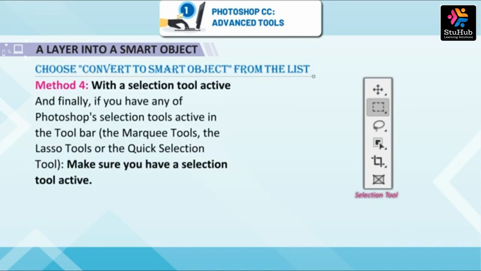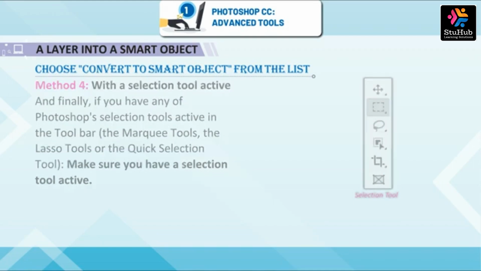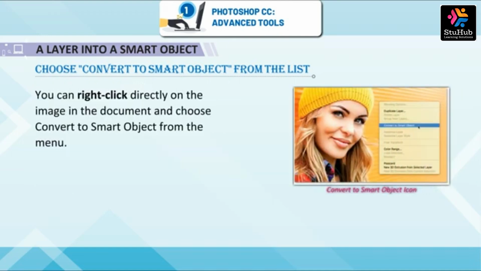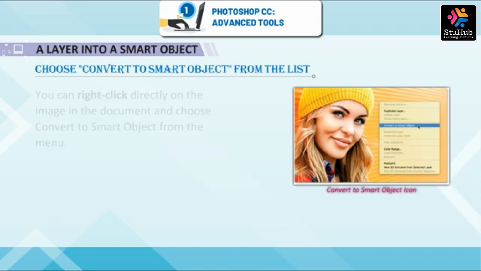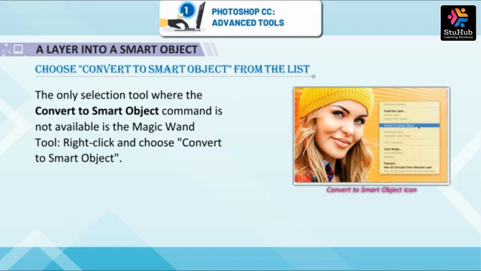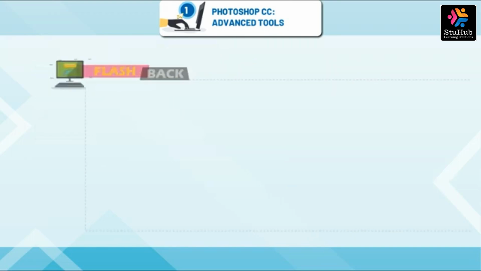Method 4. With the selection tool active. Finally, if you have any of Photoshop's selection tools active in the toolbar, the marquee tools, the lasso tools or the quick selection tool, you can right-click directly on the image in the document and choose Convert to Smart Object from the menu. The only selection tool where the Convert to Smart Object command is not available is the Magic Wand tool.